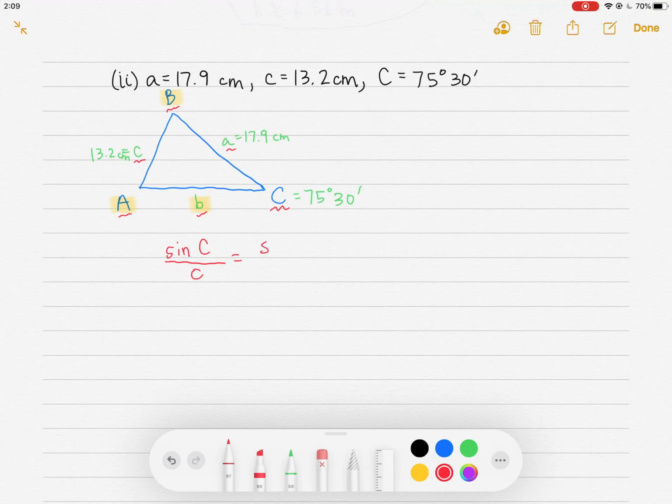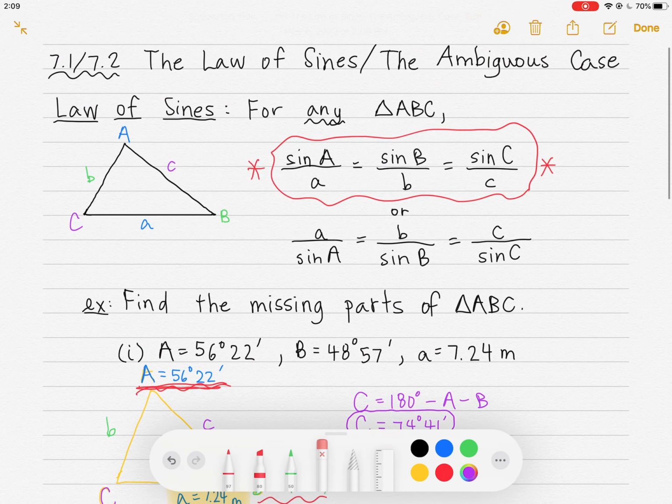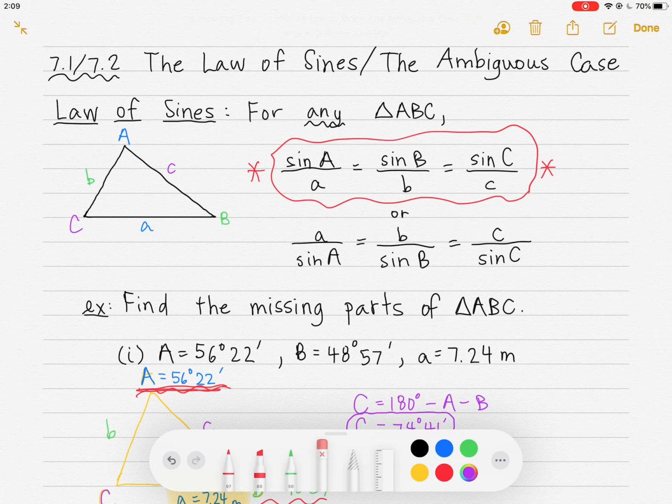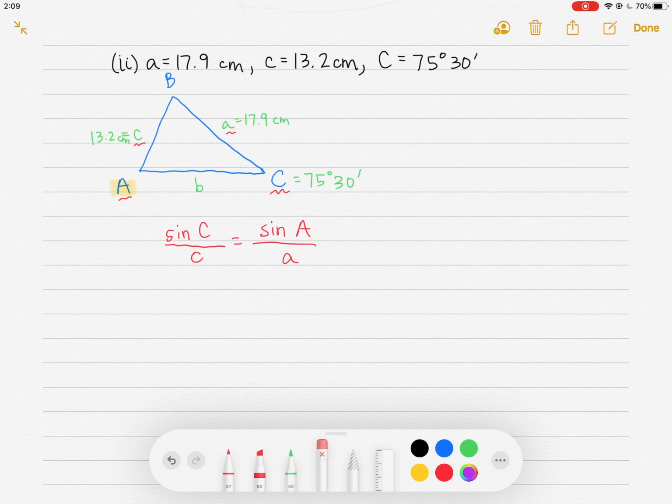I have to pick sine of big A over little a because you have to know 3 out of the 4 things when you set up your proportion. Because we don't know either big B or little b, that is why we cannot use those for our fraction. One thing I forgot to say when I first wrote the law of sines: you'll only ever be using 2 of these at a time and setting up one proportion. You never use all 3 of them together.